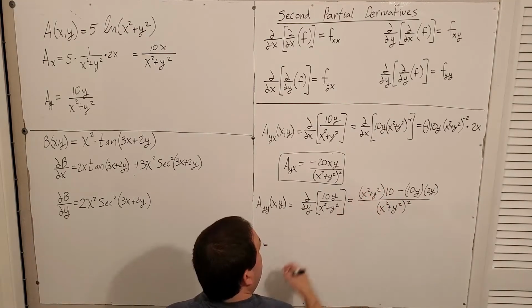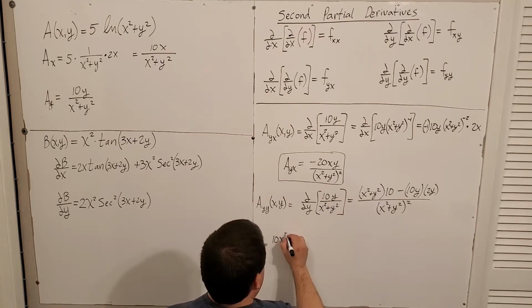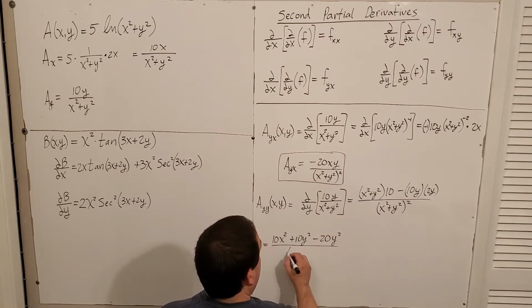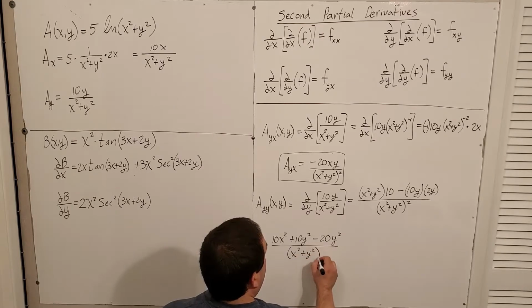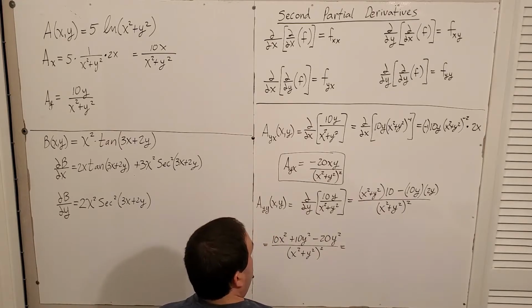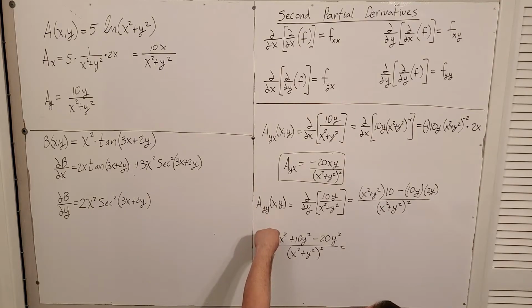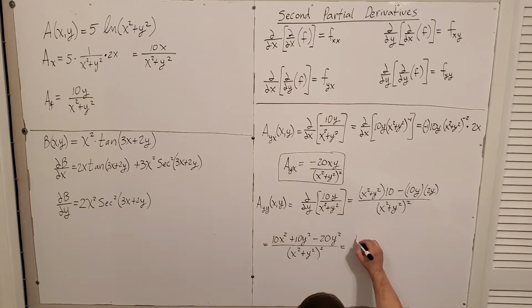And I've got 10x squared and 10y squared. So 10x squared plus 10y squared minus 20y squared, all over this thing squared. Right? Okay, so let's factor a little bit here. I'm going to have 10x squared minus 10y squared over (x squared plus y squared) quantity squared.